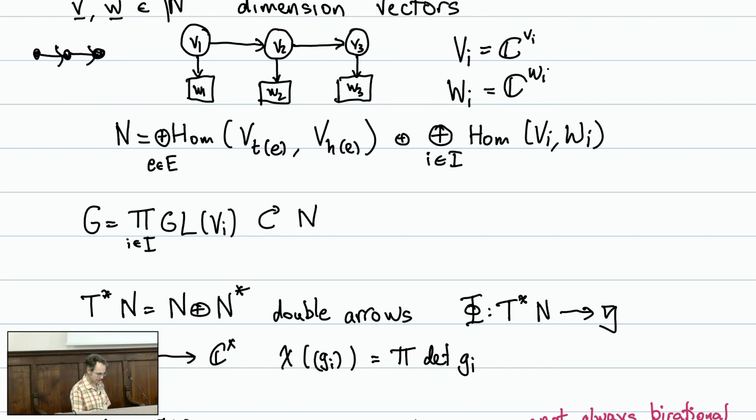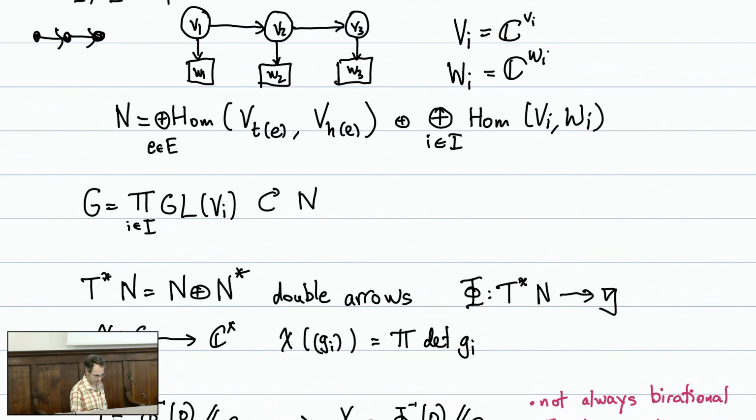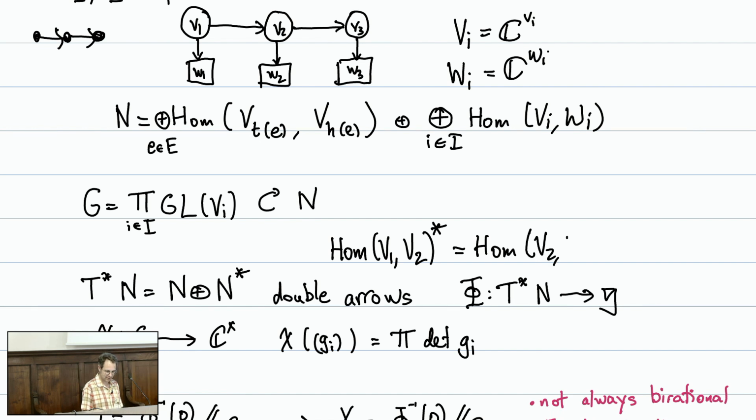So we take the cotangent bundle of this vector space N. N is a vector space, so taking the cotangent bundle just means taking the direct sum of the dual. Moreover, the dual of a Hom space, if I have Hom from V1 to V2, is canonically Hom from V2 to V1. So N star is just the same quiver, but where I look at arrows in the opposite direction as well. Or rather, T star N is the same quiver where I look at arrows in both directions.